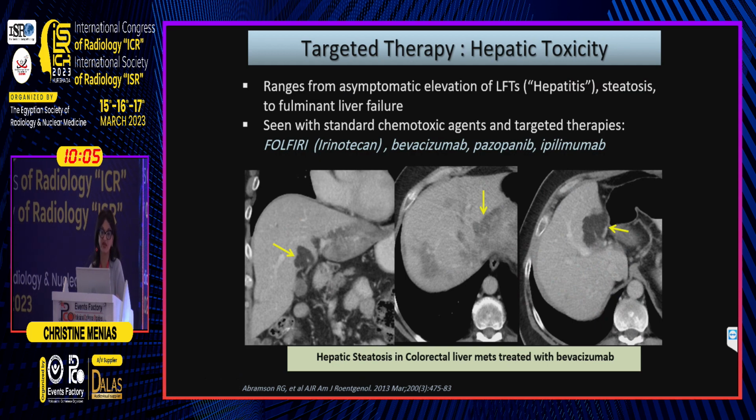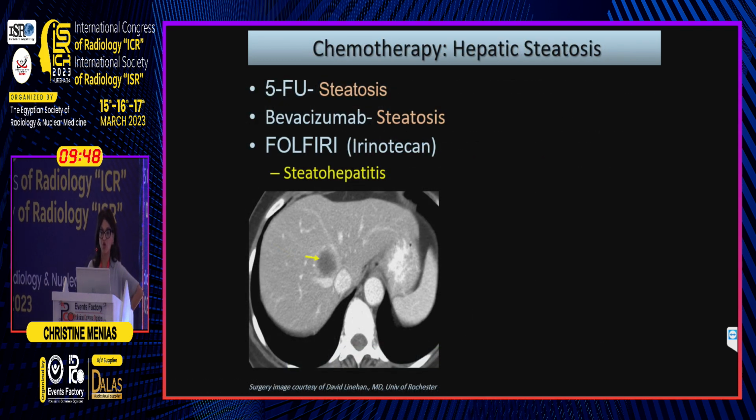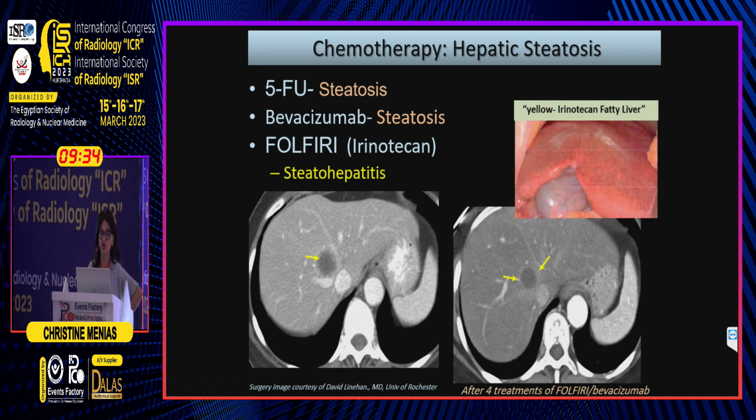Another thing that you might see is some fatty change within the liver, particularly in patients with irinotecan regimens, FOLFIRI, cetuximab. You might see macroscopic fatty change within the liver parenchyma in these patients. We are familiar with many of the agents causing fatty liver. 5-FU or bevacizumab cause regular steatosis. The irinotecan is what we related to underlying inflammation to it. And this is what the surgeon calls the yellow liver.